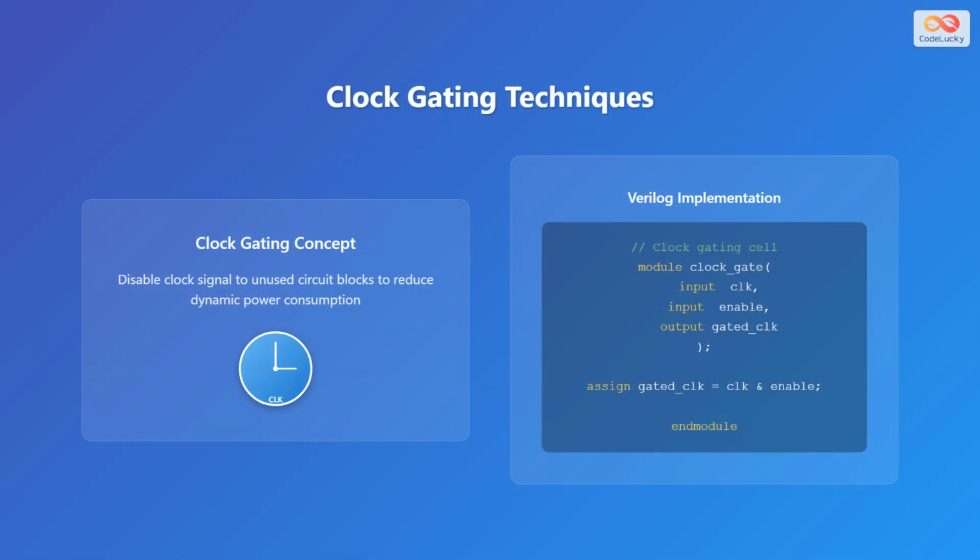Clock gating is a technique used to disable the clock signal to unused circuit blocks, thereby reducing dynamic power consumption. By preventing unnecessary switching, clock gating can significantly improve power efficiency.